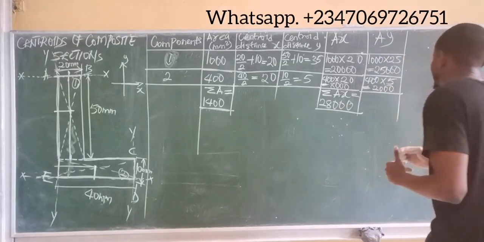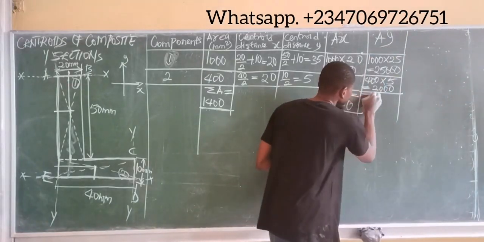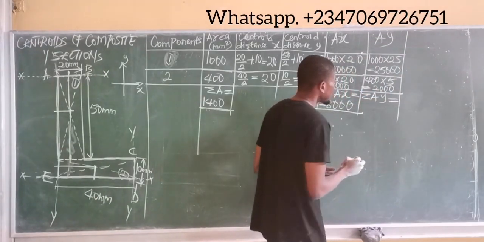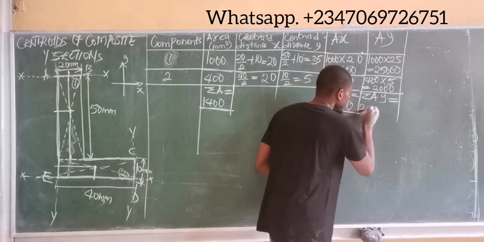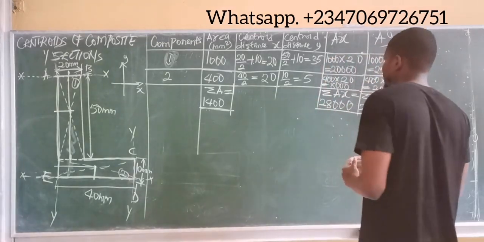All right, so after obtaining this, you now sum them up. We simply have summation of area times y, and that's simply equal to 25,000 plus 2,000. That simply gives us 27,000.